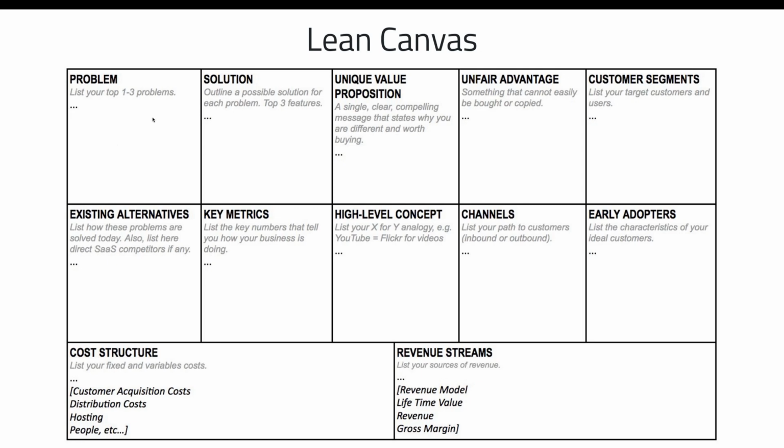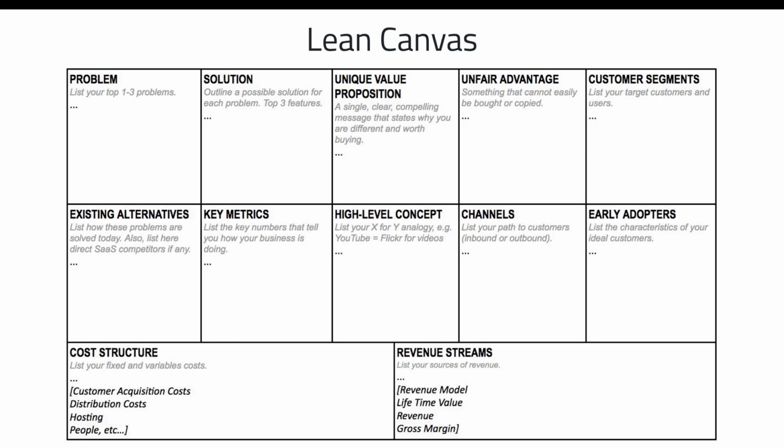Question number 4. Existing alternatives. Over here. Are there any existing alternatives that solve this problem for our customer segments already? In this block, we list 1 to 3 top competitors. It might be direct software-based competitors as well as indirect, like spreadsheets, pen and paper, phone, email, etc.